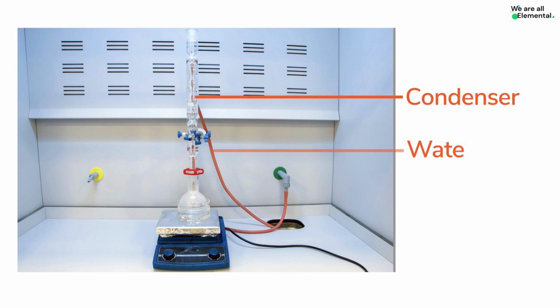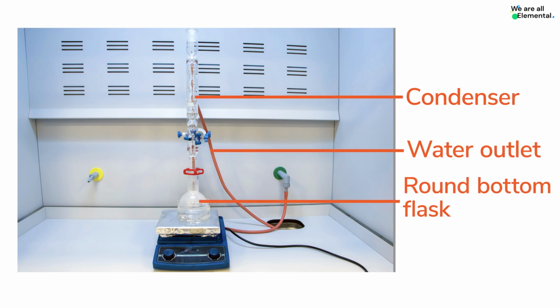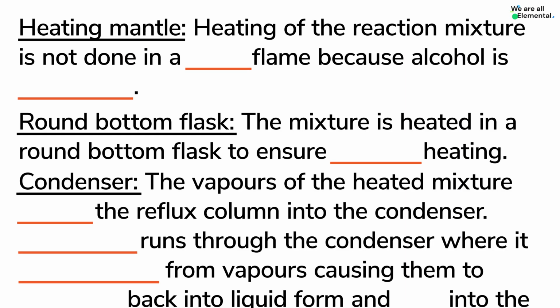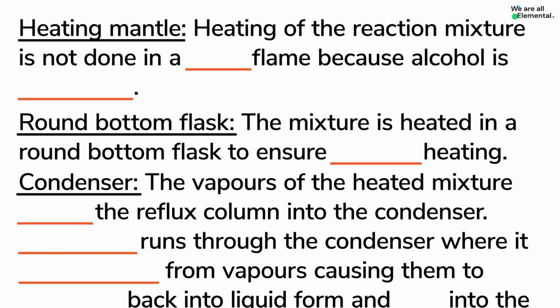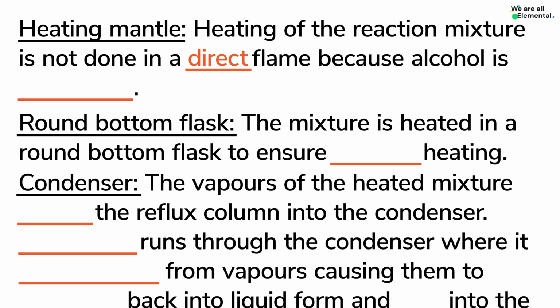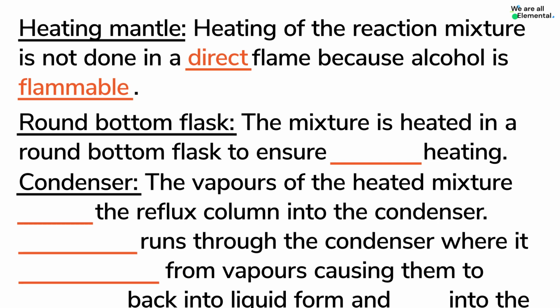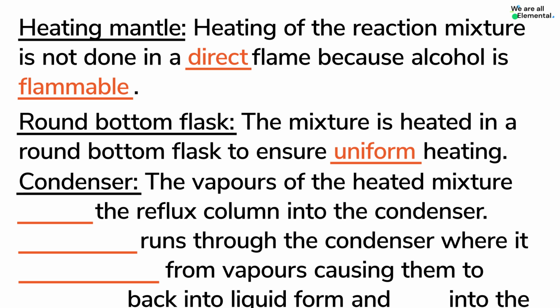There's a condenser, water outlet, round bottom flask, and the heating mantle. Now, the heating mantle is used because the mixture cannot be heated in a direct flame, and that's because alcohol is flammable. And we use a round bottom flask to ensure uniform heating.